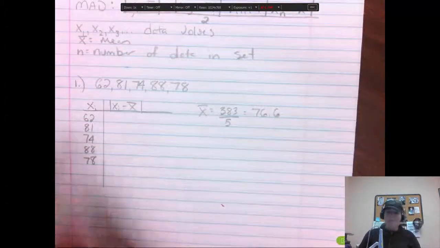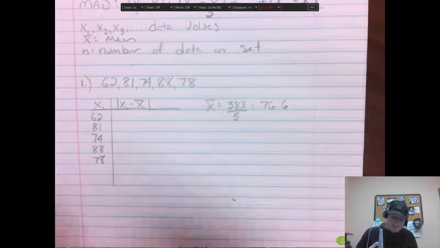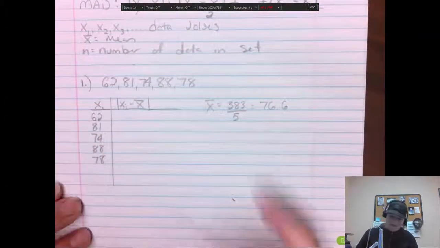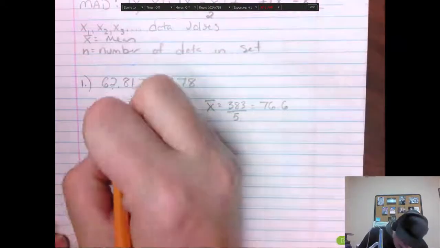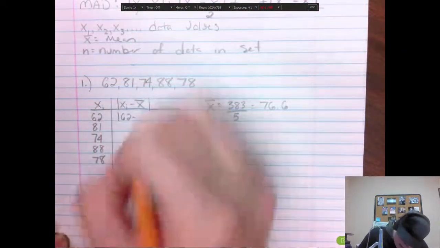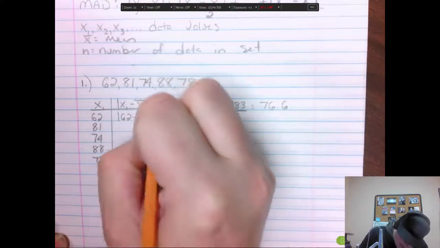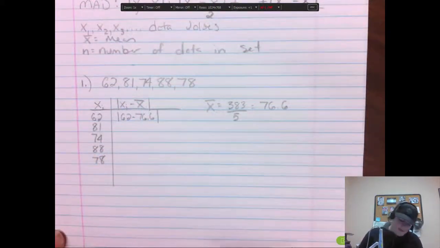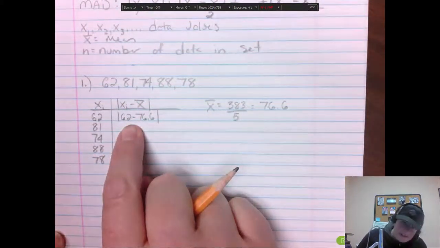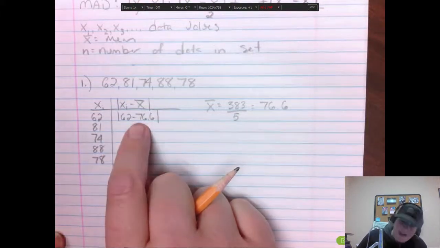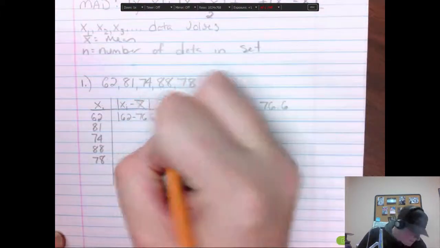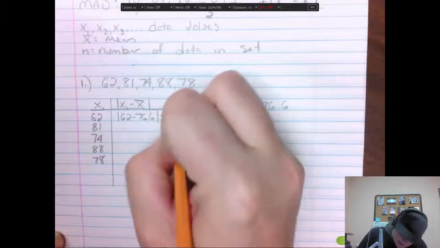So that's our mean, and I'm going to then subtract that off each one and take the absolute value. So that makes me go 62 minus 76.6. Get out my calculator. That's negative 14.6. What happens when you take the absolute value of a negative? It becomes positive. So all of our answers we get better be positive.